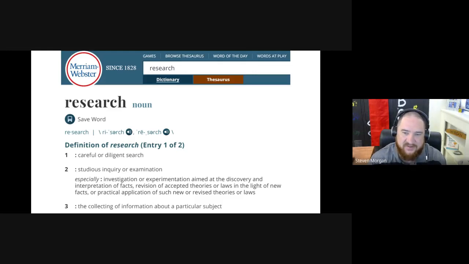It says careful or diligent search, studious inquiry or examination, and the collection of information. Again, it's not just finding the very first thing. So as we look at that, I think that needs to be mentioned to the students. And I think it's really important that we push that to them, that okay, how many items did you find during this research?